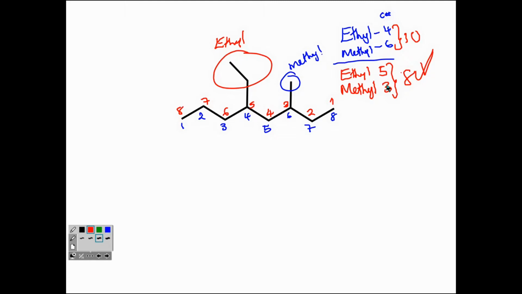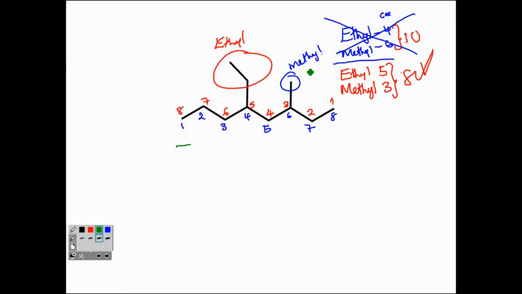So we follow this system because it gives us the least number possible for the substituents. So the name of this compound is going to be, still we're going to put the E first in the actual name, because E comes before M, but we judged the numbering system based on the sum of the numbers given to the carbons bearing the substituent.